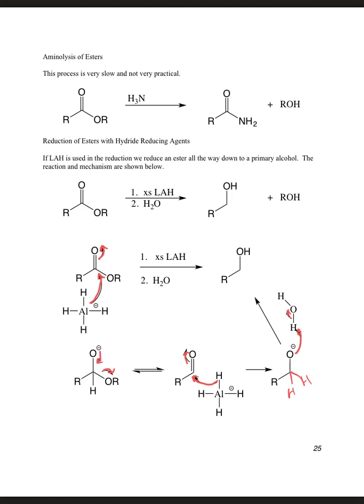So that's the mechanism. It's the same mechanism we drew before for all of these. If you're adding a really strong nucleophile, you add it in, kick off the leaving group, and then add it a second time, since we have the good leaving group on there. If we didn't have a good leaving group, we could only do it once, like when we reduced an aldehyde or a ketone.